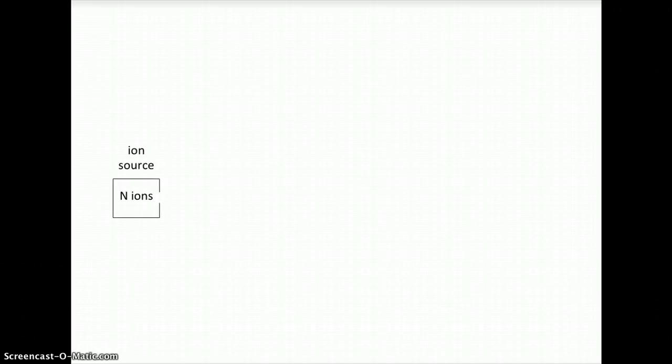Okay, the first component of a Bainbridge spectrometer is an ion source. In this example, we'll imagine that the ion source produces positive nitrogen ions. It doesn't have to be nitrogen, but the important thing is that all of the ions are the same element.